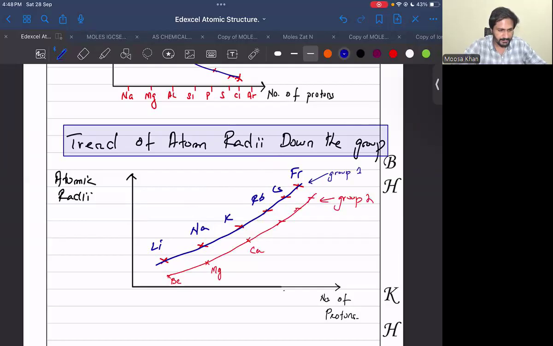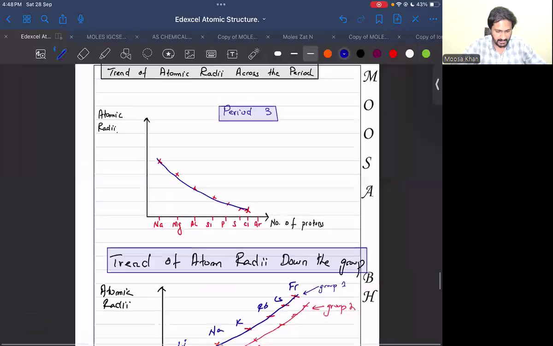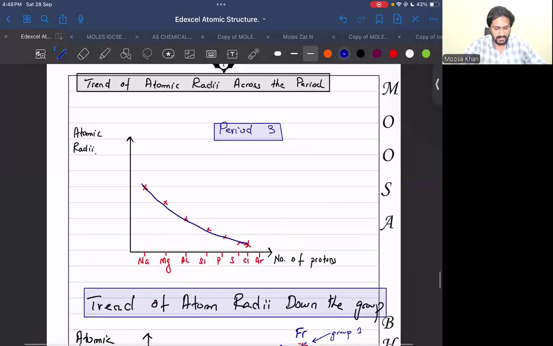Got it? So across the period, atomic size decreases and down the group, atomic size increases. I was expecting a question from you guys in this. I have made this trend of atomic sizes across the period. Nobody asked me one thing that you should be asking. Don't you see anything missing in this curve?